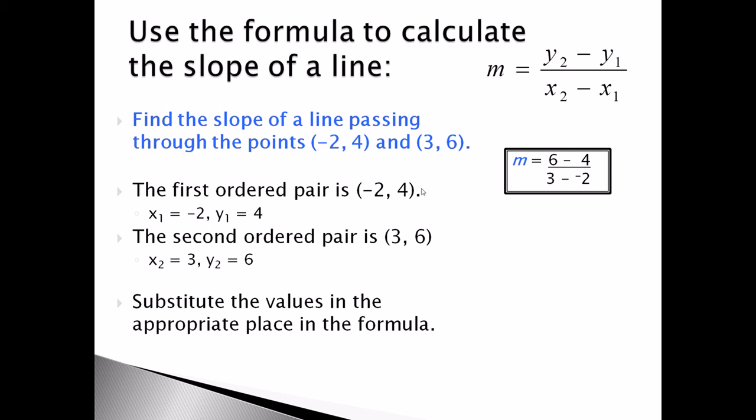Now we're going to solve each part individually. The numerator and the denominator. 6 take away 4 is 2. So my numerator is 2. 3 take away -2 is keep, change, opposite.